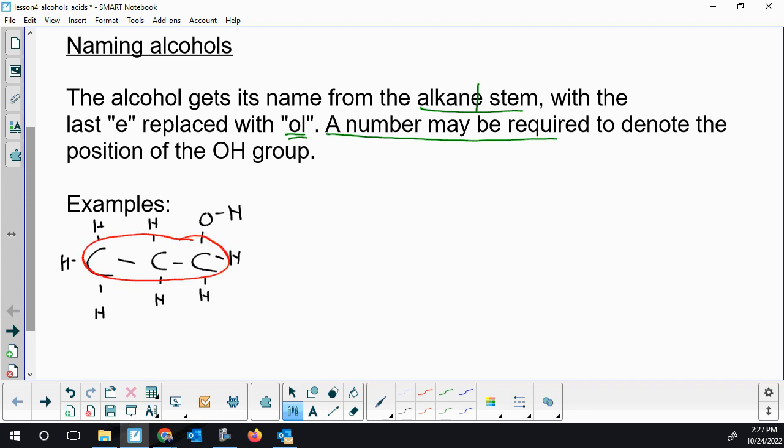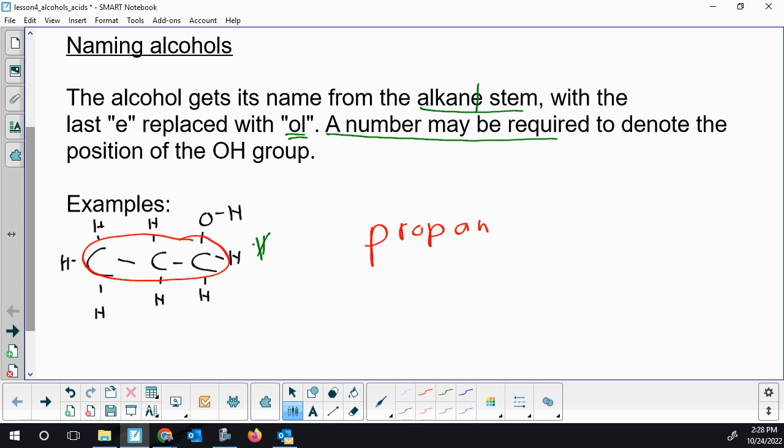In the case of alcohols, we need to find the longest chain that contains the hydroxyl group. Okay, if we had a double bond, we'd find the longest chain that contains the double bond. So our chain is prop. Now I'm going to erase the E. So we've got a propane, but we take away the E. We're going to add OL, and we need a number to tell the reader where the hydroxyl group is located.